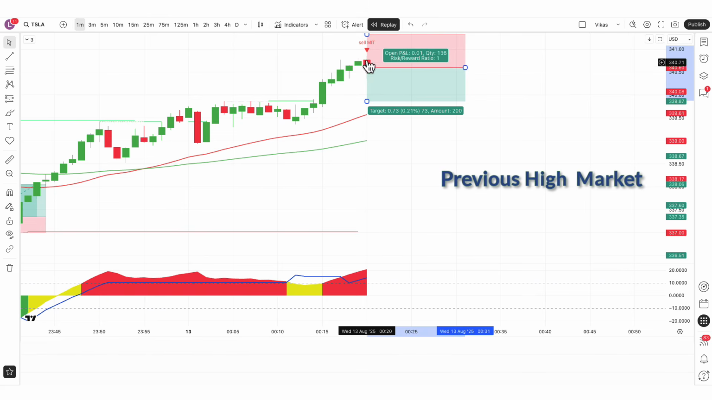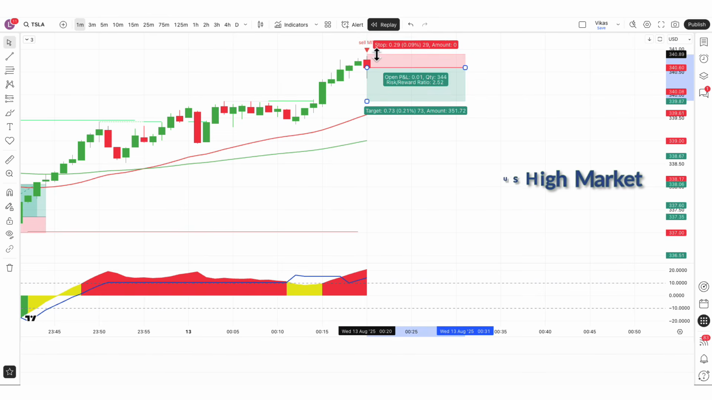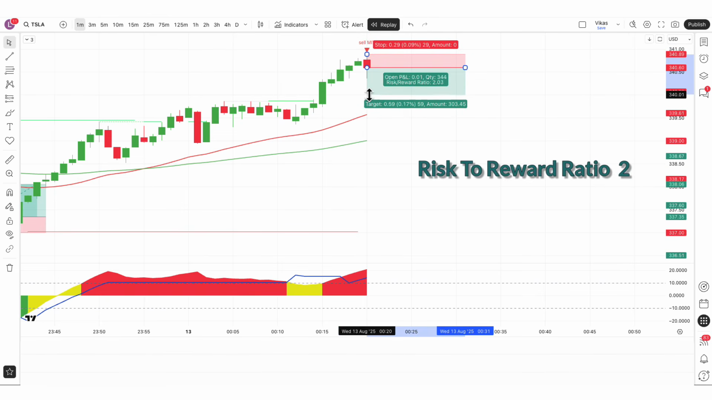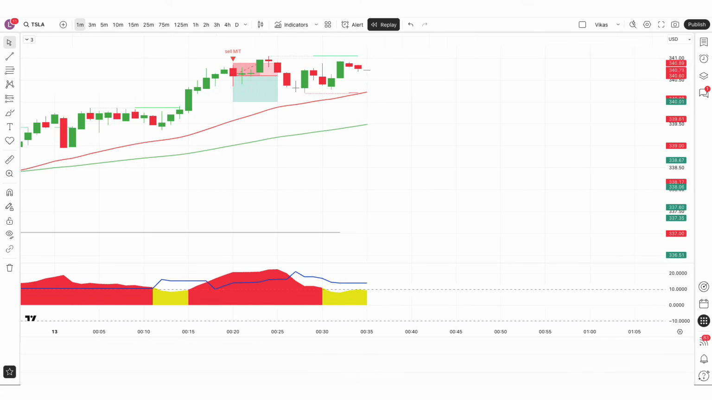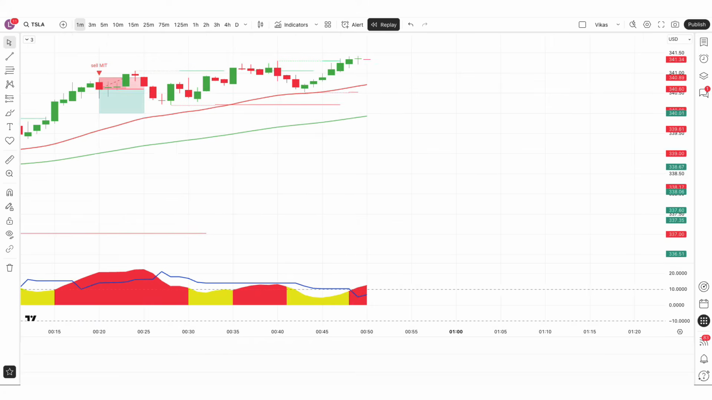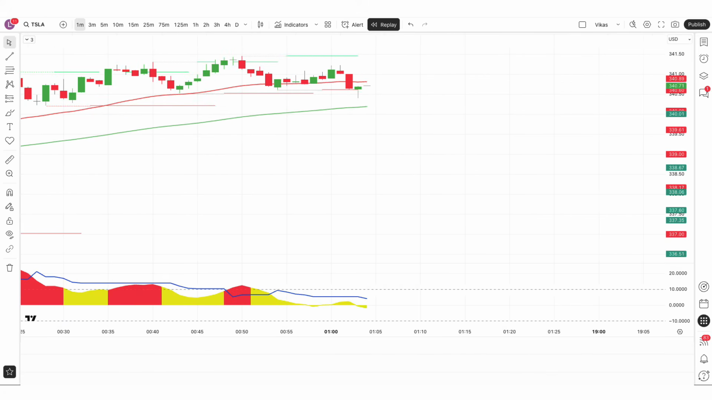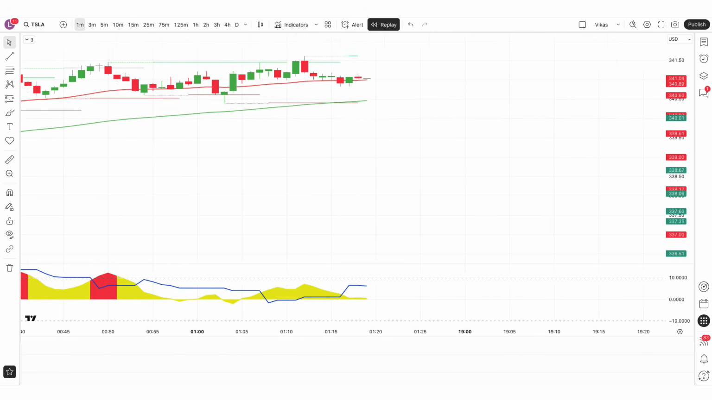Our stop loss is to be placed at the previous high of the market. And the risk to reward ratio will be 2. We have lost this trade. Never mind, sometimes it happens in the market. We must remember one thing, that no strategy works 100% in the market.